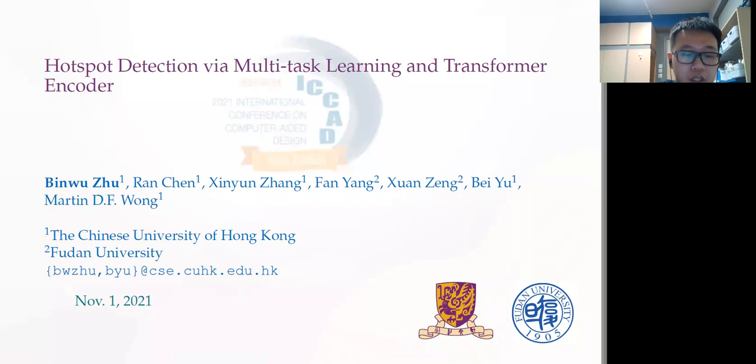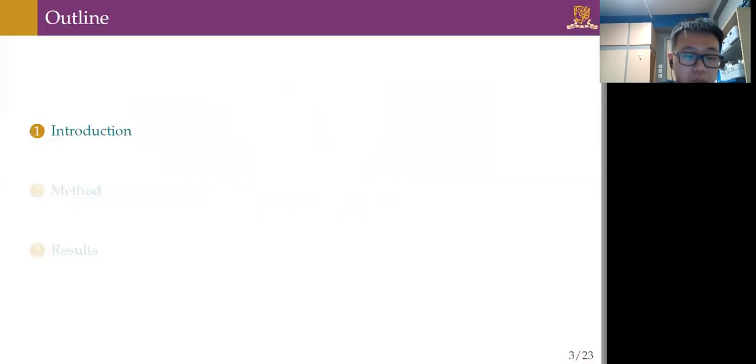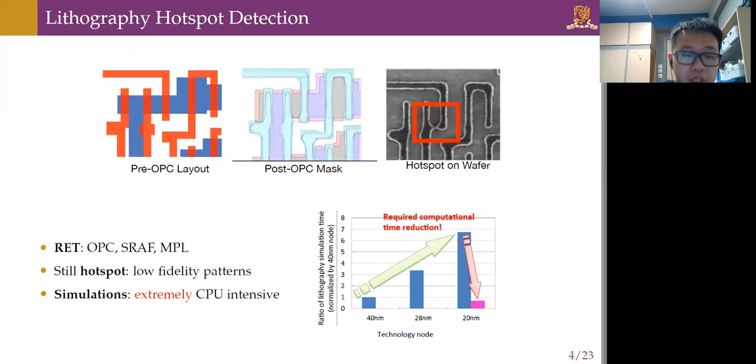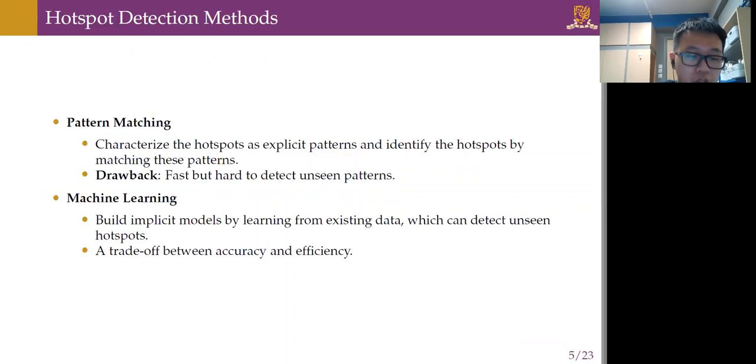Our paper topic is hotspot detection via multitask learning and transformer encoder. Hotspot is a critical issue in chip manufacturing. Although some techniques can help avoid the hotspot generation, some low fidelity patterns are still hotspots. Lithography simulation is an effective method but extremely time consuming. To improve the efficiency, more methods are proposed.